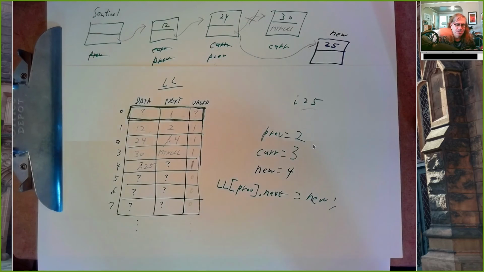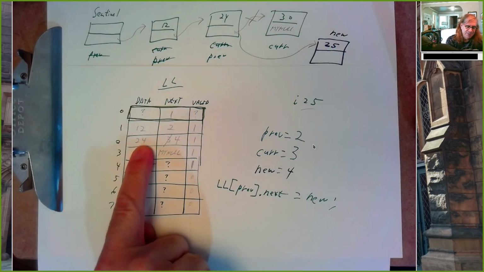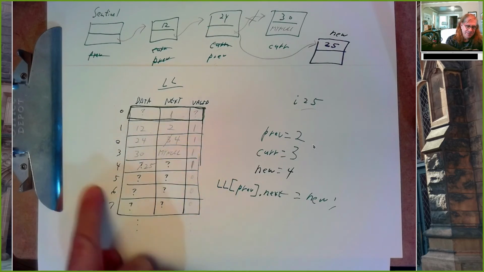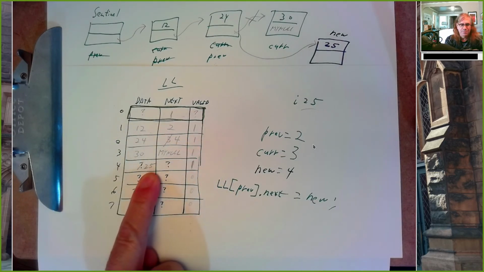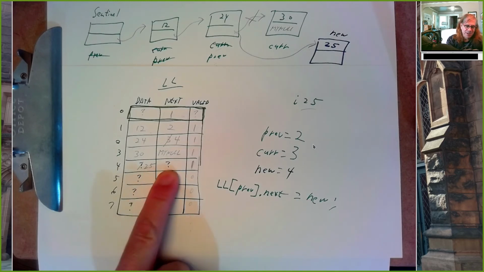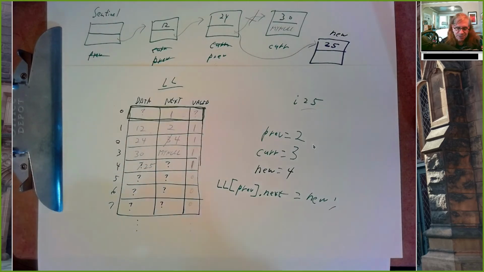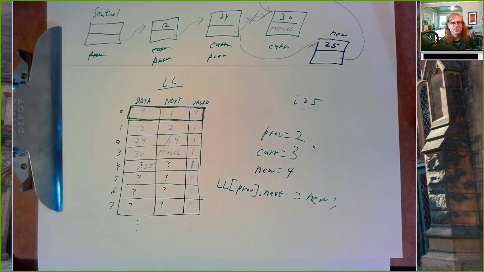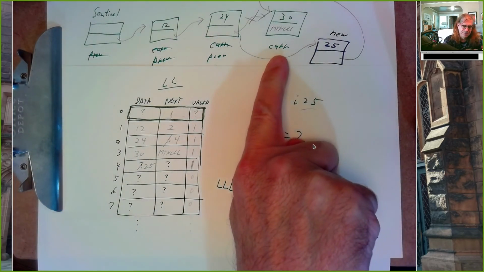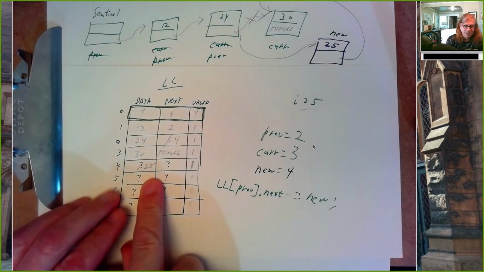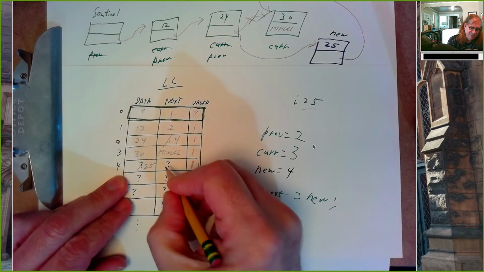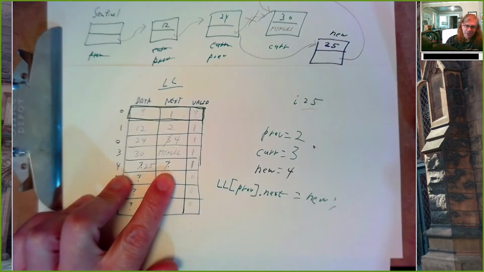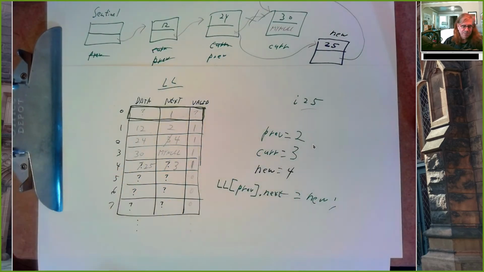And now, as we go through our list from sentinel to 12 to 24, the thing that comes after the 24 is now a 25. So we've done half of our insert. The 25 should be followed by the 30. Well, it's not. We don't know what the next field of this is. What we want to do in our picture is change 25's next field to point to 30. That's the node whose index is current. So we want to take the new node 25 and change its next field to be the index of what we called current, which is a 3.